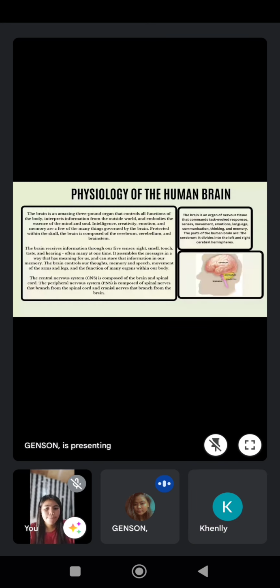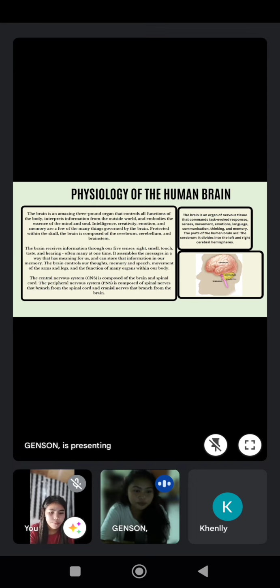The human brain is an amazing 3-pound organ that controls all functions of the body, interprets information from the outside world, and embodies the essence of the mind and soul. Intelligence, creativity, emotion, and memory are a few of the many things governed by the brain. Protected within the skull, the brain is composed of the cerebrum, cerebellum, and the brainstem.